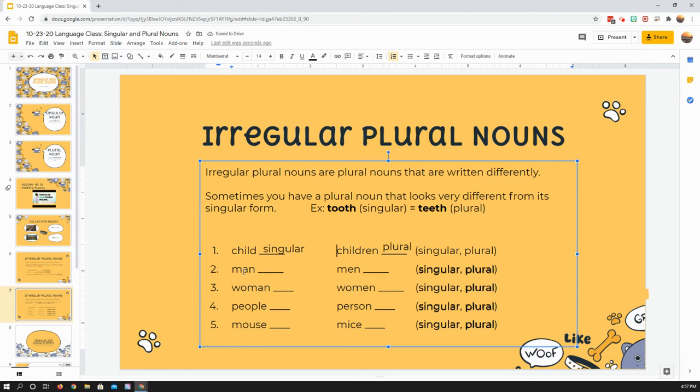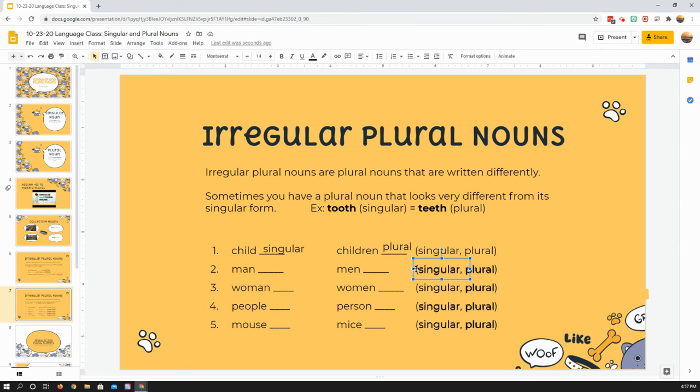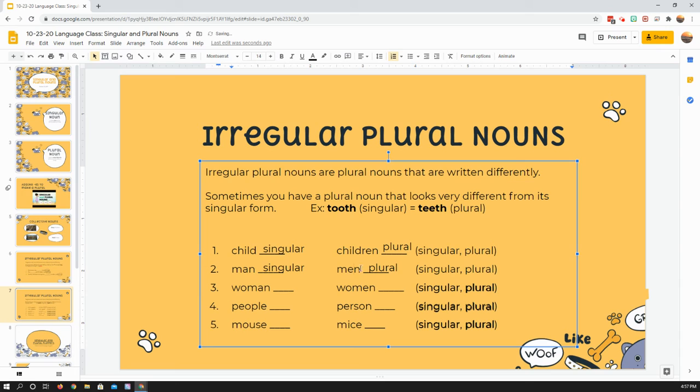Okay. Now, man, a man. This is going to be singular. So man is going to be singular. Men is going to be plural. And this can be confusing, right? But men is plural, a man is singular.